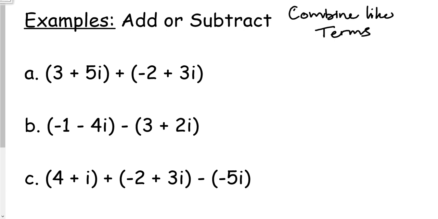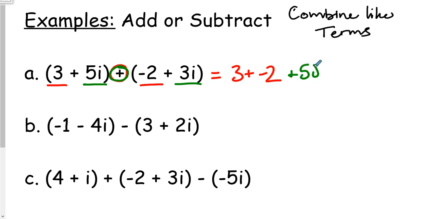So what are my like terms? Well, in the first binomial that I have here, I have this real number 3 and I have this real number negative 2. My operator that I'm using is a plus sign. So I'm going to say that this must be equivalent to 3 plus negative 2. I also have my imaginary components of 5i and 3i. Again, my operator is this plus sign, so I can express this as a positive, so plus 5i, and then my operator, and 3i.